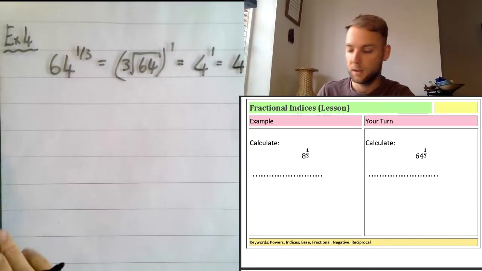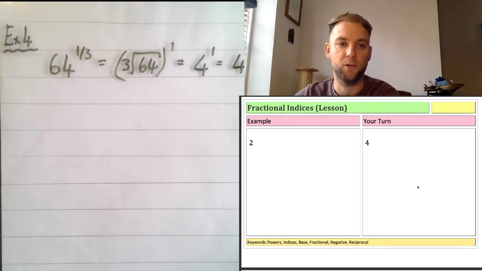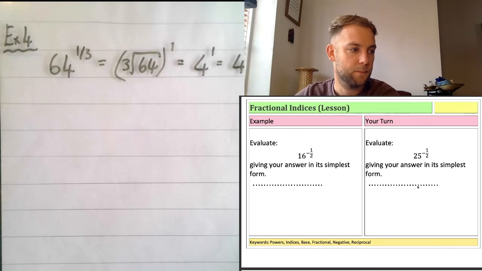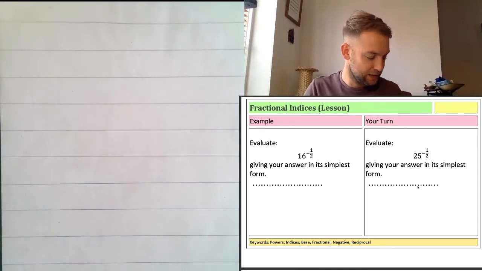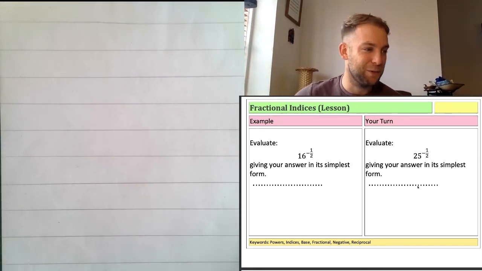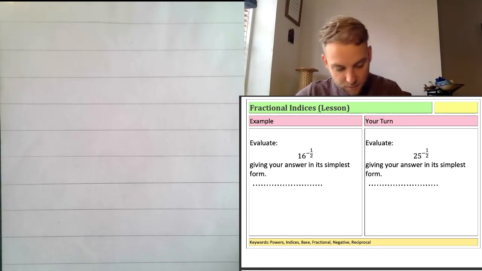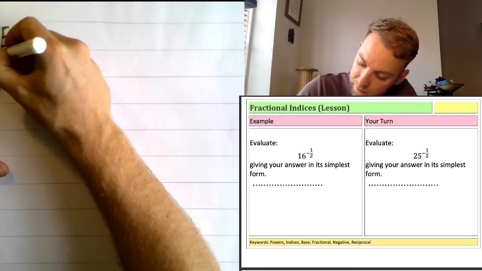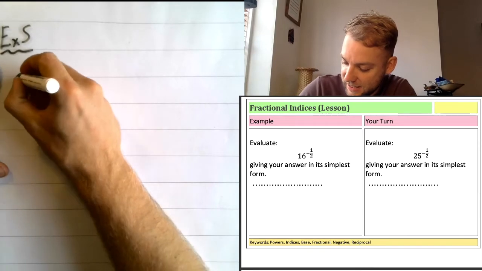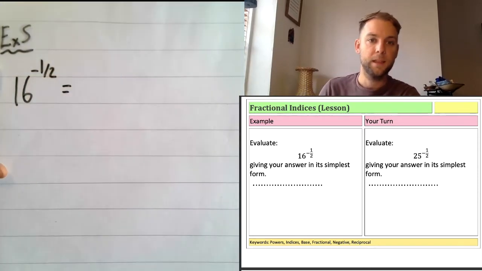Brilliant. Let's check we've got those right. This one is tricky. 2 and 4, absolutely super. Brilliant. Okay, stepping up again now. Now we're combining what we did in the last lesson with what we've done in this lesson. Okay, so you notice we've got a few things here. We've got the negative and we've got the fraction. Okay, so this one here is example 5. It's 16 to the power of negative 1 over 2, negative half.